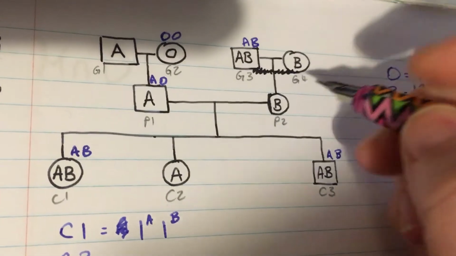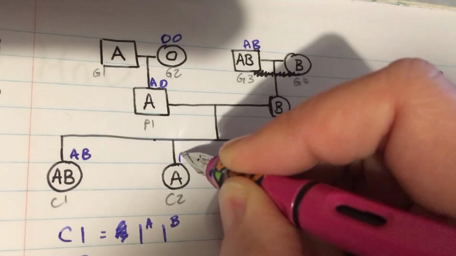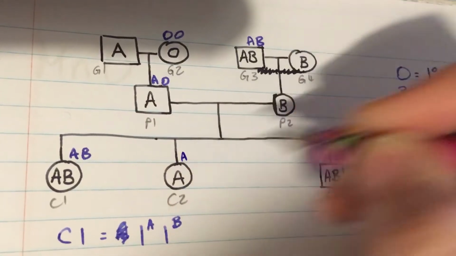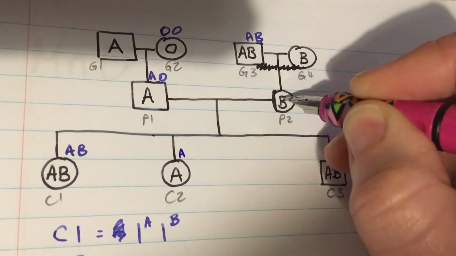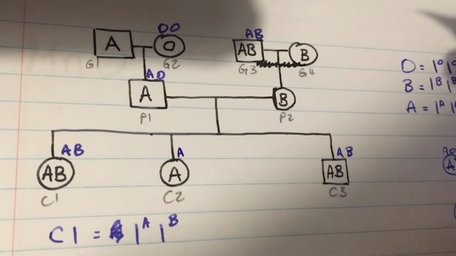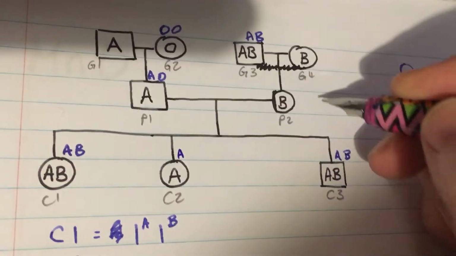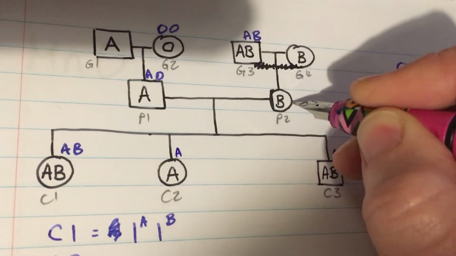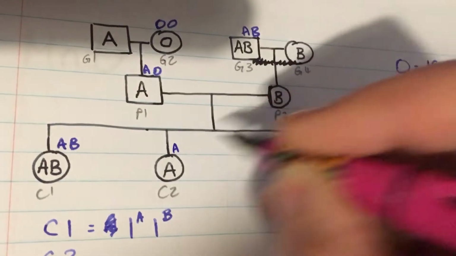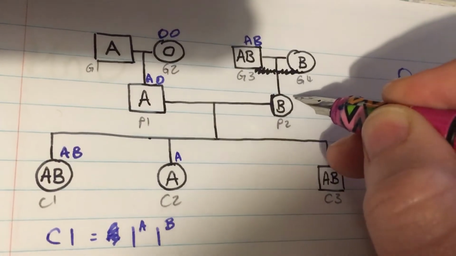However, if this person had an A allele to pass on, we know this one's got an A allele from here, but if this person had an A allele to pass on, then their phenotype would express that as well. If this person had any A alleles to pass on to their offspring, then they would be AB, type AB. So they must have passed on something that wasn't an A.